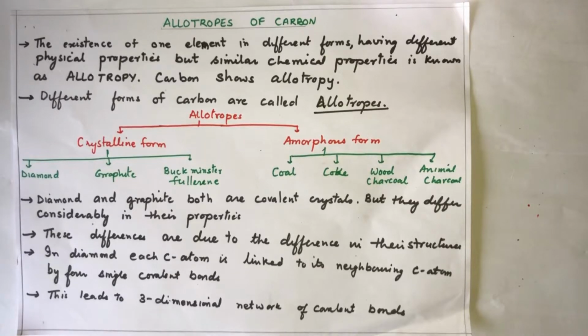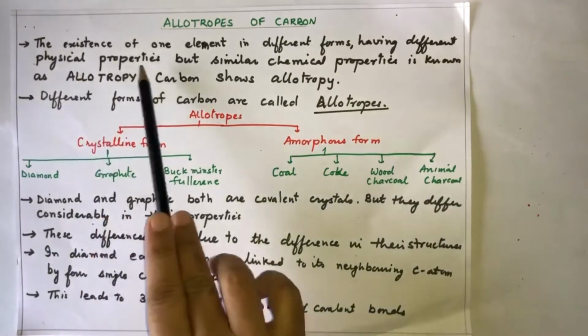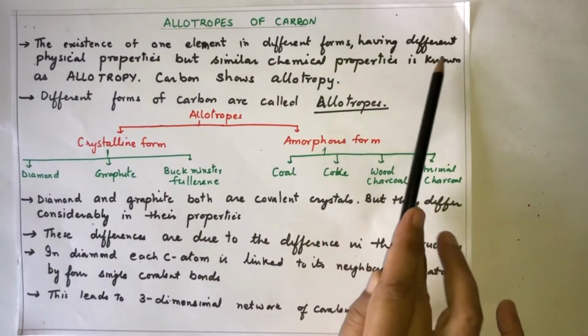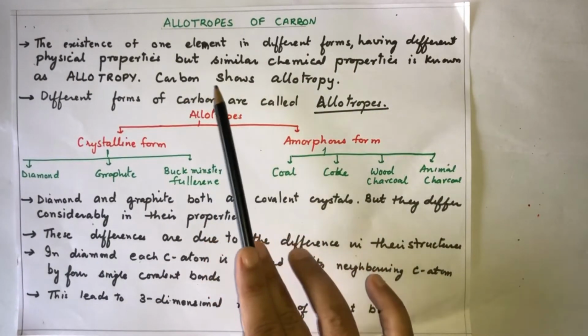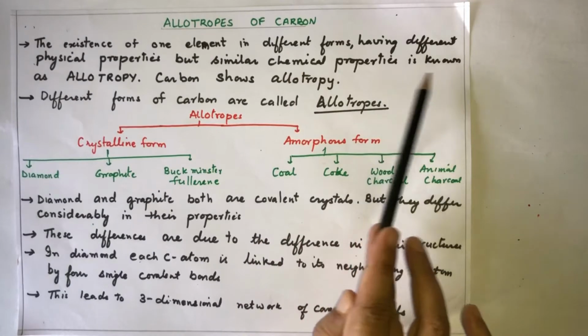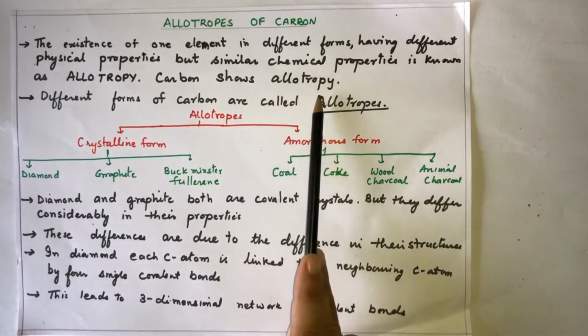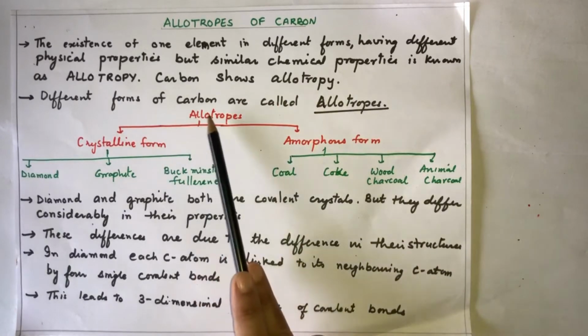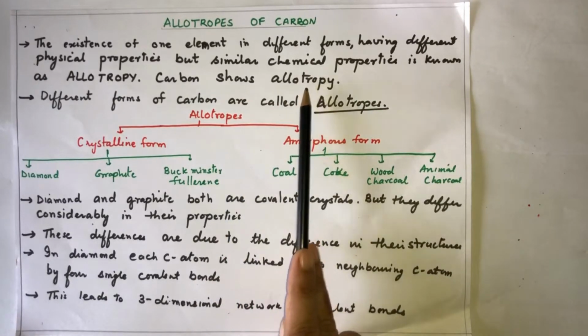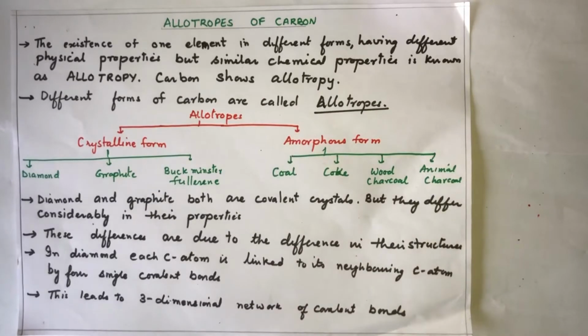Very good morning everyone. Today I am going to do a video on allotropes of carbon. Now allotropes are those elements which exist in different forms. That means existence of one element in different forms having different physical properties but similar chemical properties is known as allotropy. Now carbon shows allotropy. Different forms of carbon which show allotropy are called allotropes.